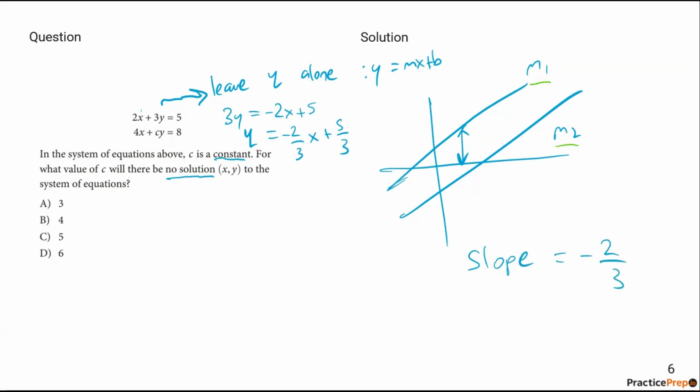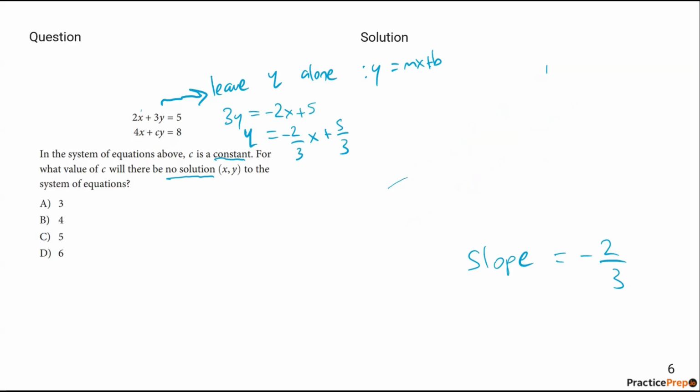I'm going to delete everything because this is confusing. There was a drawing for reminding you, but here the slope is negative 2 divided by 3. And we see that this system doesn't have any solutions. That means the slope of this line has to be also negative 2 over 3. So let's put it into the slope-intercept form. Cy is equal to negative 4x plus 8. Y is equal to negative 4 over c x plus 8 over c. I divided both sides by c.